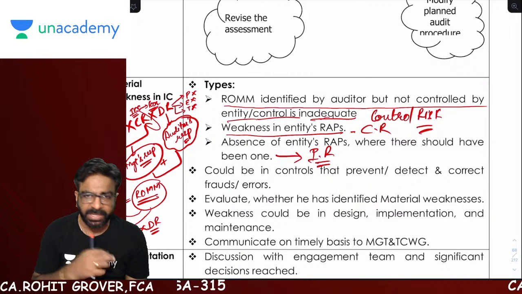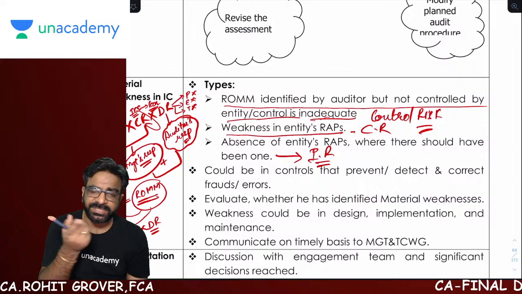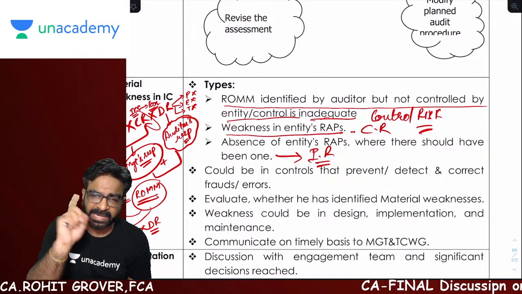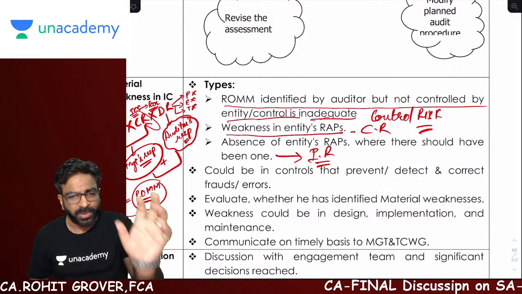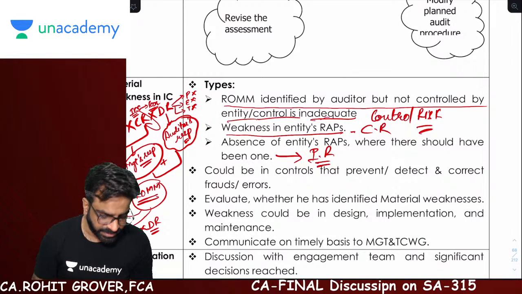No, no, no, Harsh. It will come before DR only, because of inherent risk and control risk. First, determining the risk, identifying the risk, assessing the risk is the management's responsibility. That is why ROMM will come first. Into DR is known as audit risk. Did you understand?